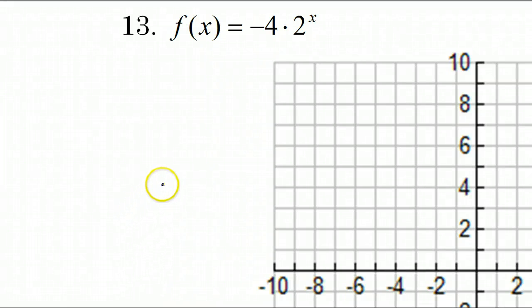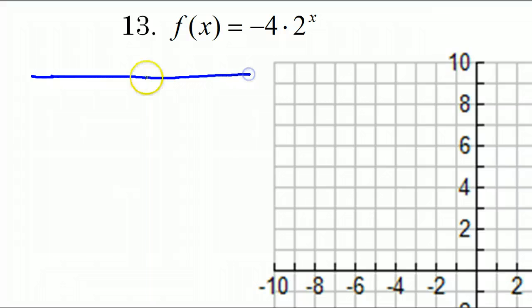Alright, so for number 13, we need to graph this function without using a calculator. So notice that this has an a value to it, this multiplier in the front. Anytime there's an a value, if I were you, I would make a 3-column chart. So here's what I mean.